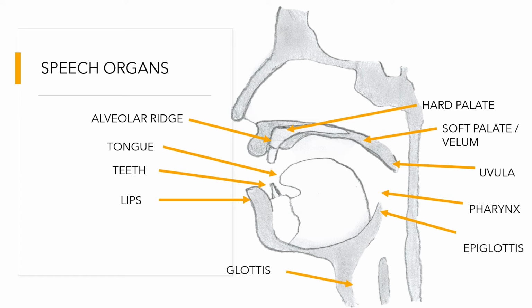Next we have the glottis. The glottis is a combination of vocal folds and the space between these folds. It produces a buzzing sound such as H.